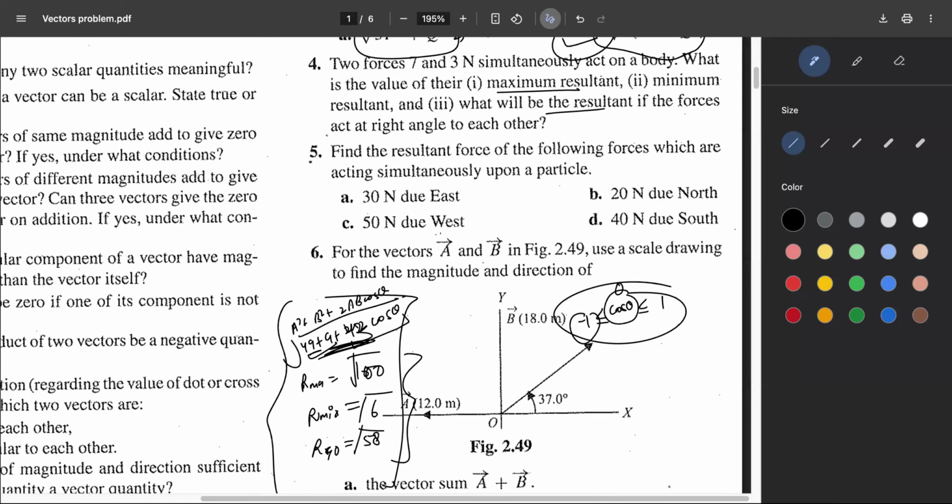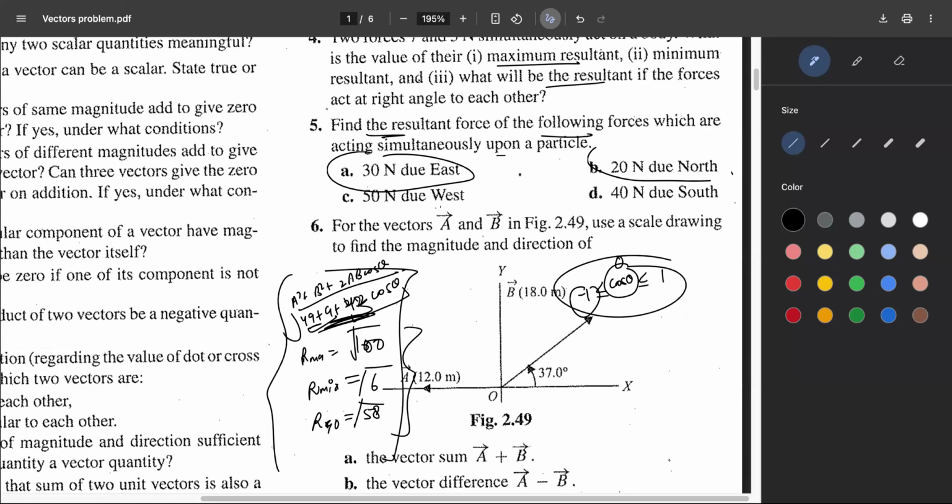Find the resultant force of the following vectors acting upon us simultaneously. Resultant force of the following forces which are acting simultaneously. Okay, all four forces are given. All of them are acting on a particle at the same time. So it's very simple. This is a point. 30 Newton towards the east, 20 Newton to the north, 40 in the south, 50 in the west.